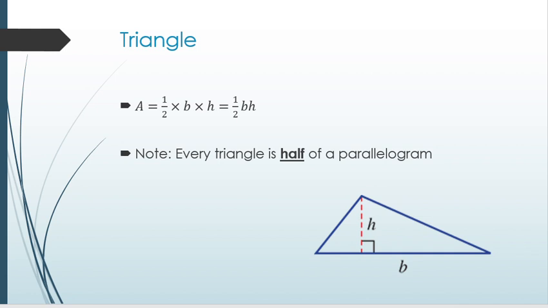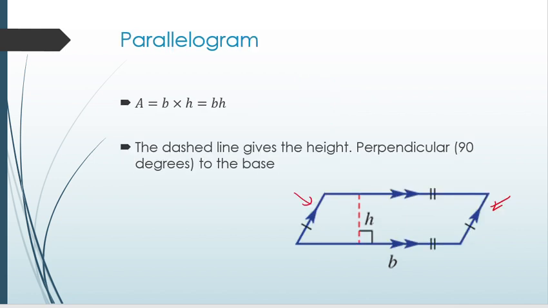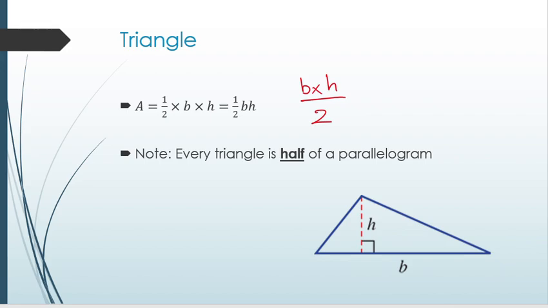And last but not least, we have a triangle. So this is the formula here, half times base times height. Now another way of figuring out the area of a triangle is just multiply the base and the height together, similarly to the parallelogram. And after that, you just divide it by 2. So every triangle that you see is technically half of a parallelogram. And that is the best way to associate it. Okay. Very easy.